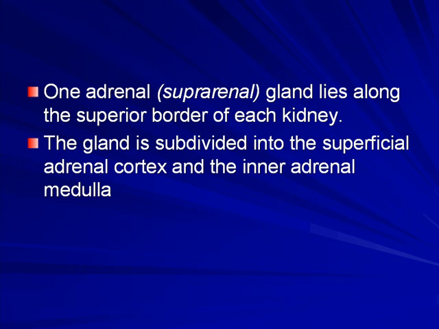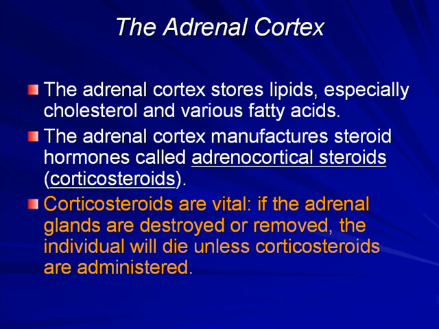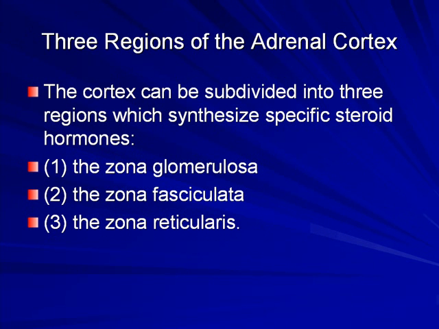The adrenals are located above the kidneys, so they have a suprarenal location. The adrenal cortex stores lipids, especially cholesterol and various fatty acids. The adrenal cortex manufactures steroids. They're called adrenal corticosteroids or corticosteroids. Corticosteroids are vital. If the adrenal glands are destroyed or removed, the individual will die unless they are receiving exogenous corticosteroids. The person has to receive corticosteroids for us to survive.